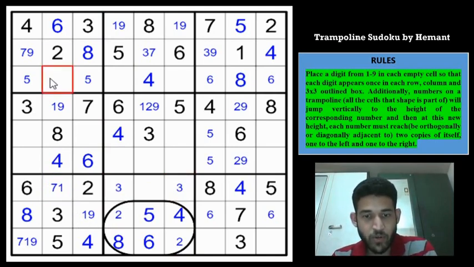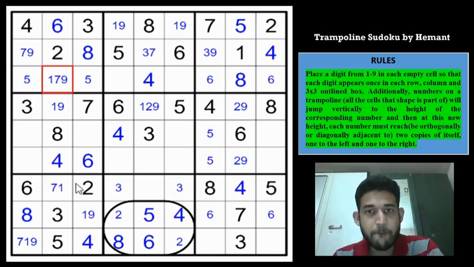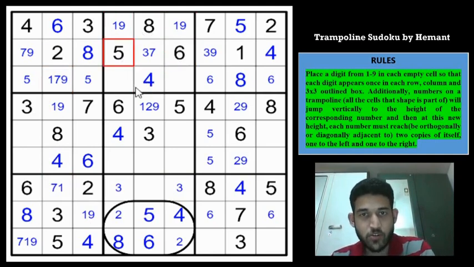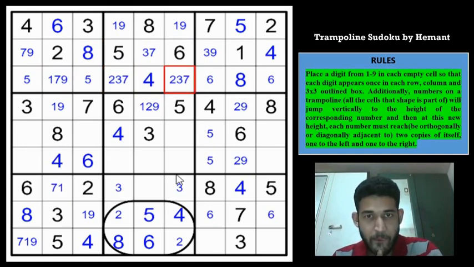So this must be a 1, 7 and 9 now for column 2. And for box 2, 1, 8, 9, 4, 5, 6, remaining digits are 2, 3 and 7. So we can pencil mark them. So 9 is here. 3, 9, 4, 5, 6 and 8. Remaining digits are 1, 2 and 7.